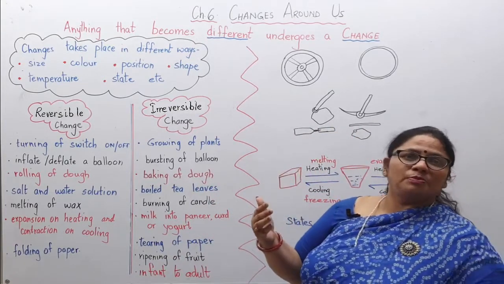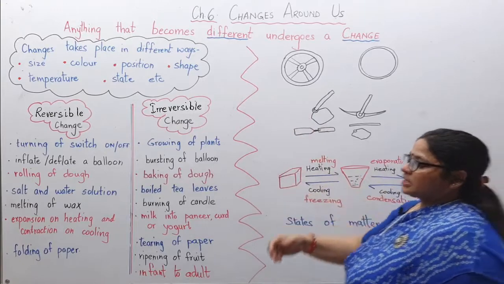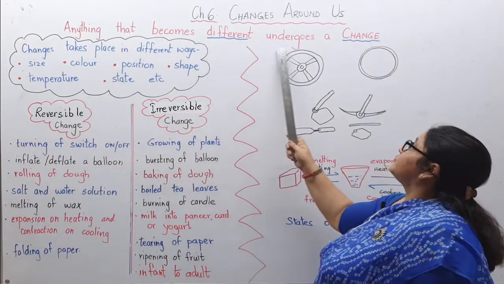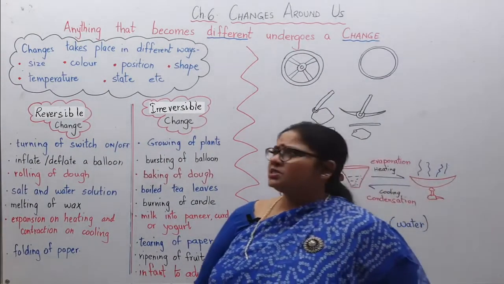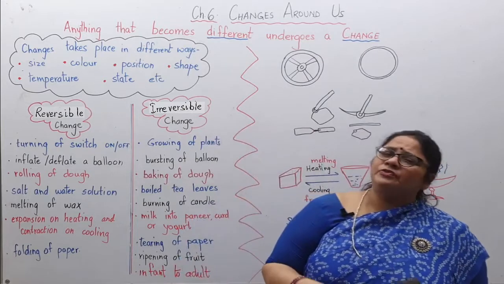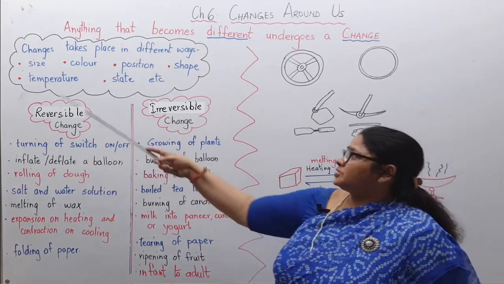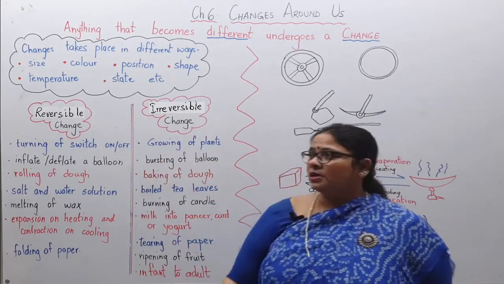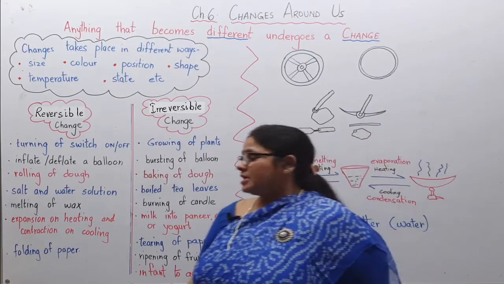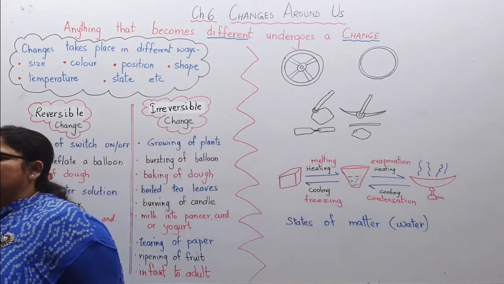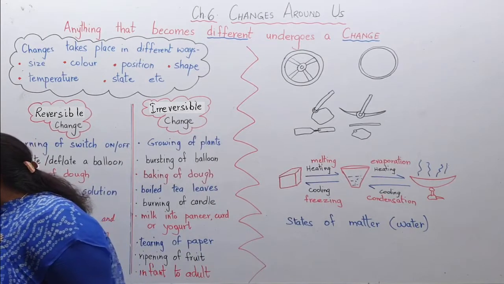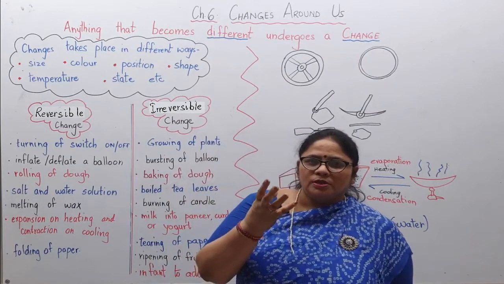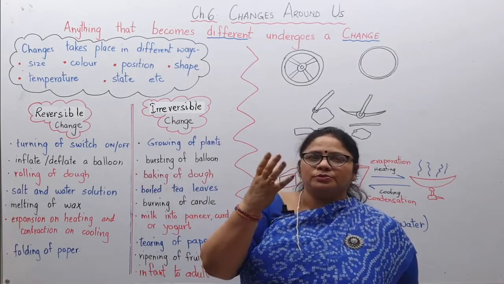So from this you can make out that anything that becomes different undergoes a change. This change occurs in different ways, like change in size, color, position, shape, temperature, state, etc. Now you will ask me, how does it change in size? Suppose you see a balloon. If you blow a balloon, from a contracted form it will grow into a bigger form.